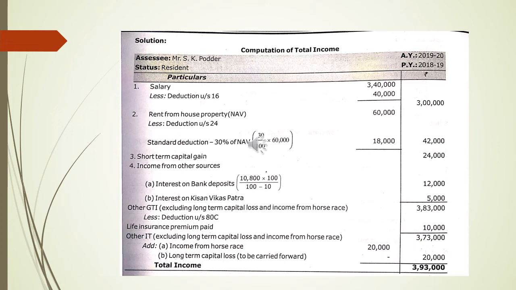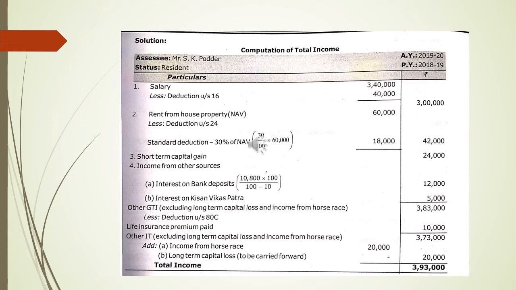So only 10,000, which you have paid towards life insurance premium out of his agricultural income, whatever it is, life insurance premium 10,000 you can claim as deduction. So after that deduction, your total income becomes 3,73,000. To this total income, you have to add your casual income, LTCG, or any other STCG with STT if it is there. So casual income we have winning from horse races, which we have not added in the gross. So now we have to add it, 20,000.